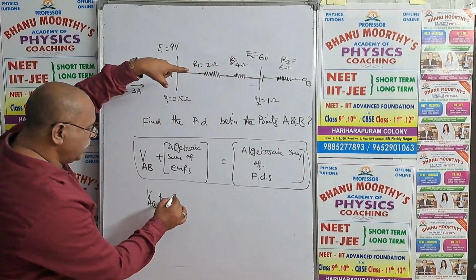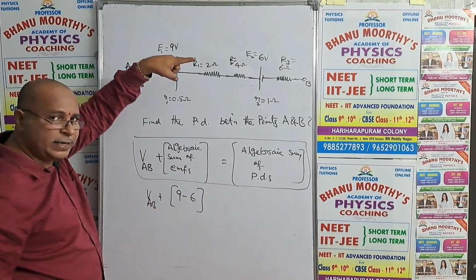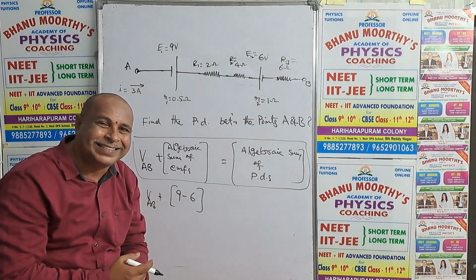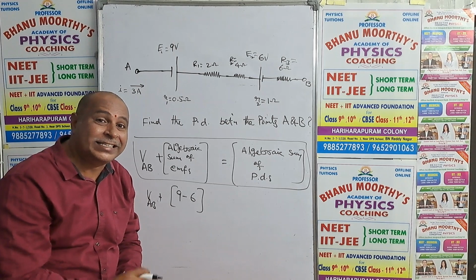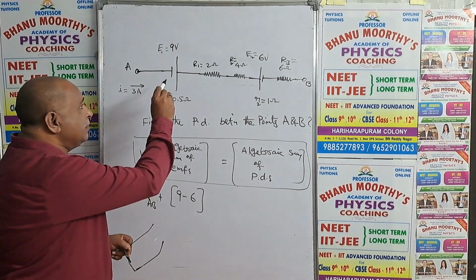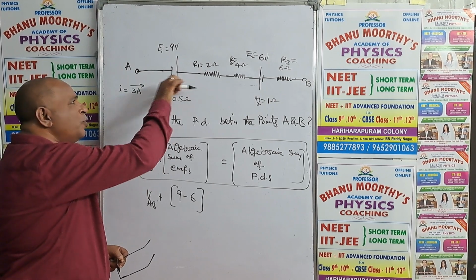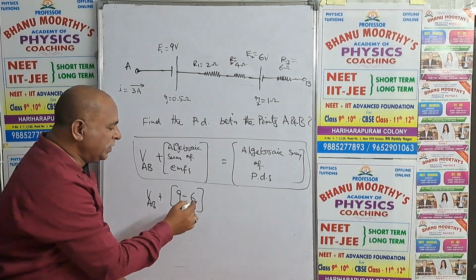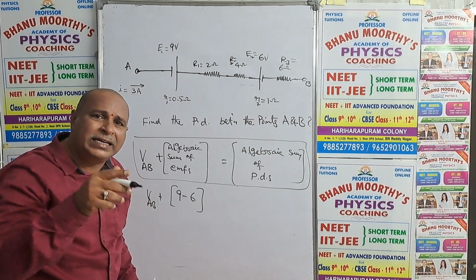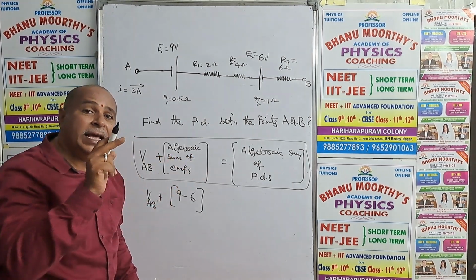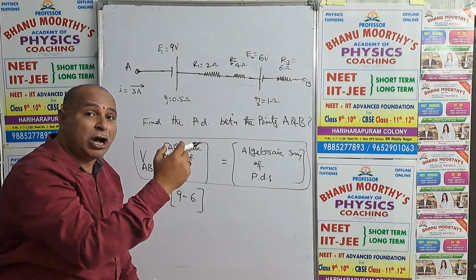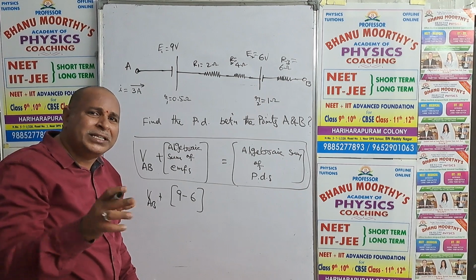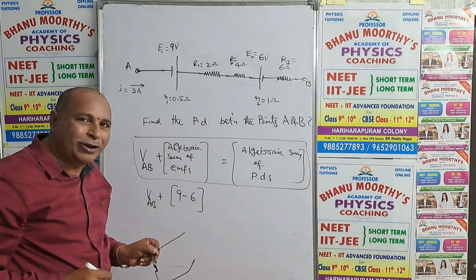9 minus 6, in this first square bracket. So sir, why are we putting positive for 9 and negative for 6? There is a logic, a technique, the sign rule for EMFs. This cell is supporting the current, so it is positive. This cell is opposing the current, so it is negative. The cells which drive the current in the same direction, which support the current, their EMFs are positive. The cells which oppose the current, their EMFs are taken as negative. These points are very important in Kirchhoff's law. So we can call it the sign rule.